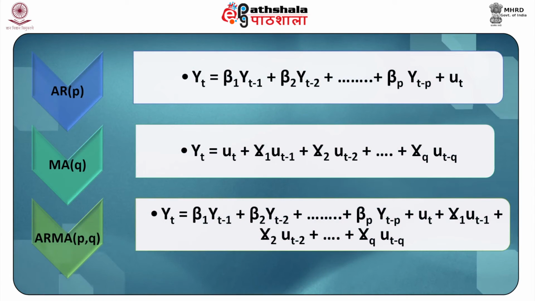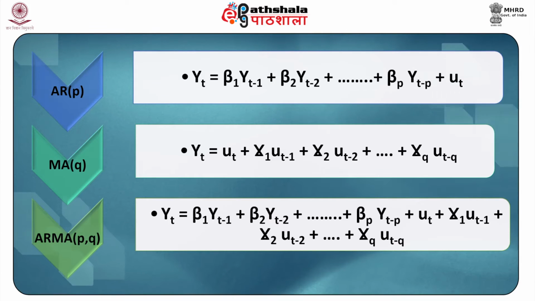So the process of the autoregressive moving average model can be summarized as follows. AR(p), as we defined earlier, is yt equal to beta 1 yt minus 1, and so on till beta p yt minus p, plus mu t. We have MA(q), which is yt equal to mu t plus gamma 1 mu t minus 1 plus gamma 2 mu t minus 2, and so on till gamma q mu t minus q.